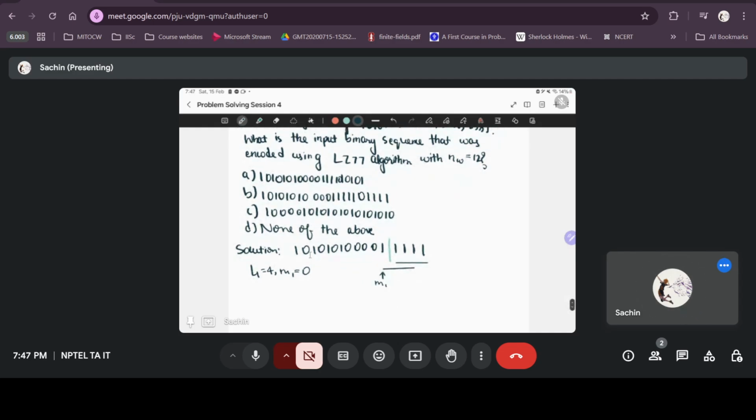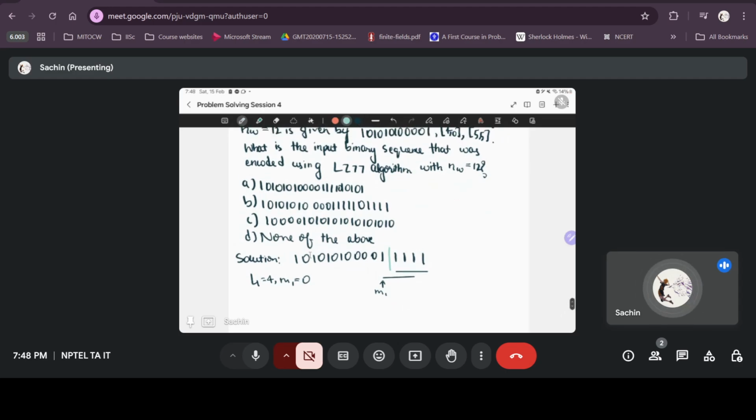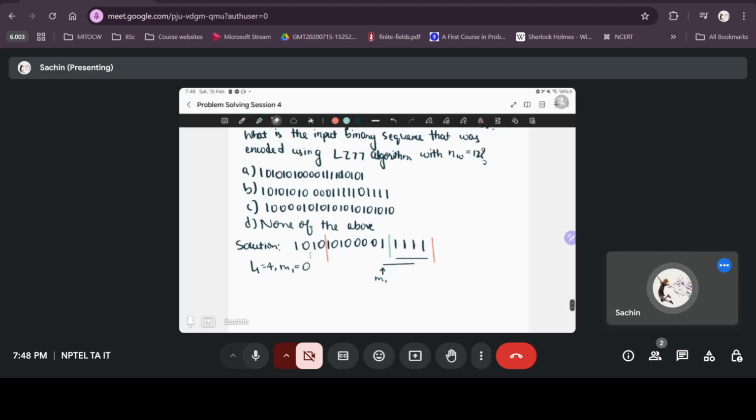Now next you have to slide the dictionary to here, eliminate the first 4 bits. Now L2 is 5 and M2 is 5.